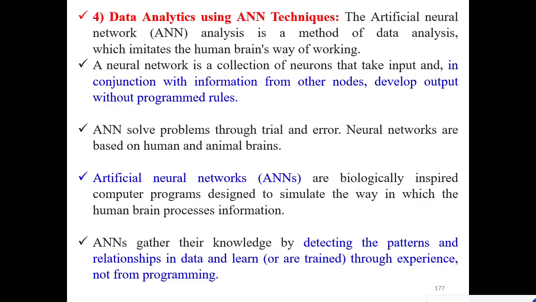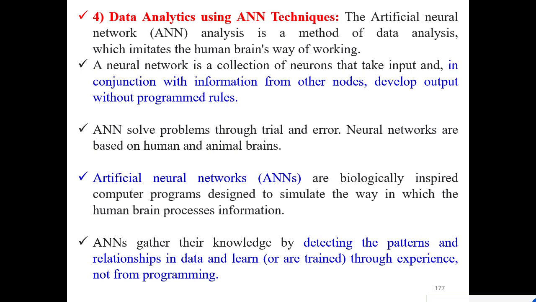Okay, next we are moving to data analytics using artificial neural networks. So a neuron is similar to how our nervous system in a brain occupies and combines a number of neurons. Here we are creating an artificial neural network, which is used for data analysis and imitates the human brain's way of working in the same way.